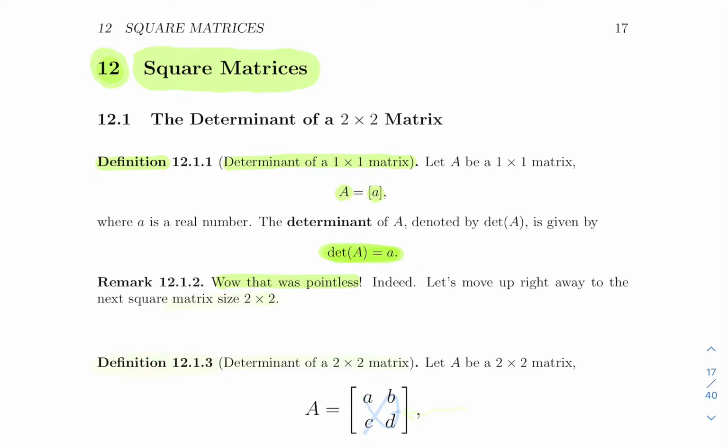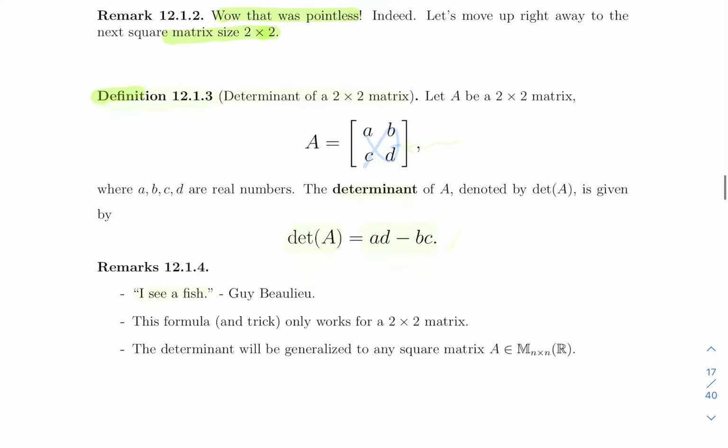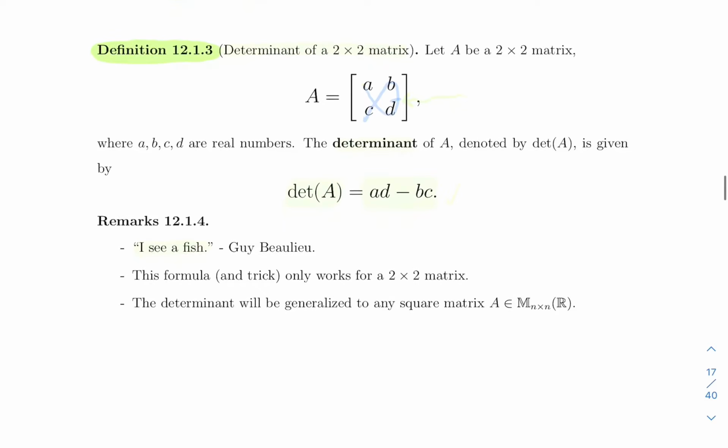So the real first definition will be what happens if we want to compute the determinant of a matrix that is 2 by 2. So real good first definition. So what's the determinant of a 2 by 2? So if we have a 2 by 2 matrix, the determinant is given by the following formula. So the determinant of A is AD minus BC.